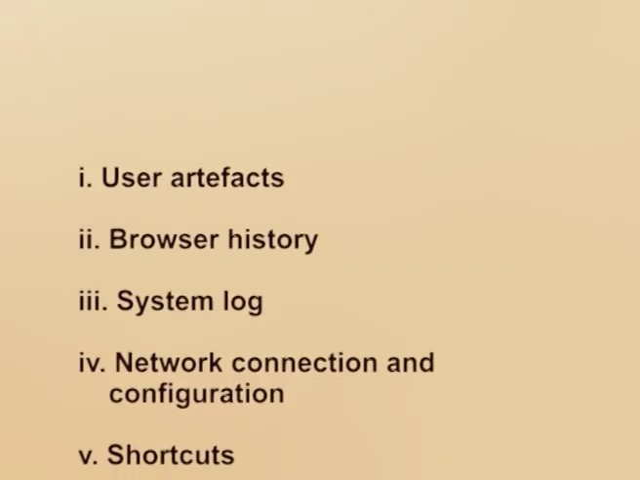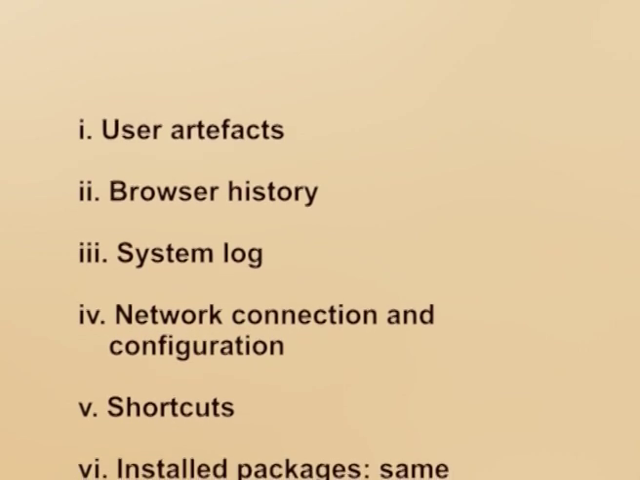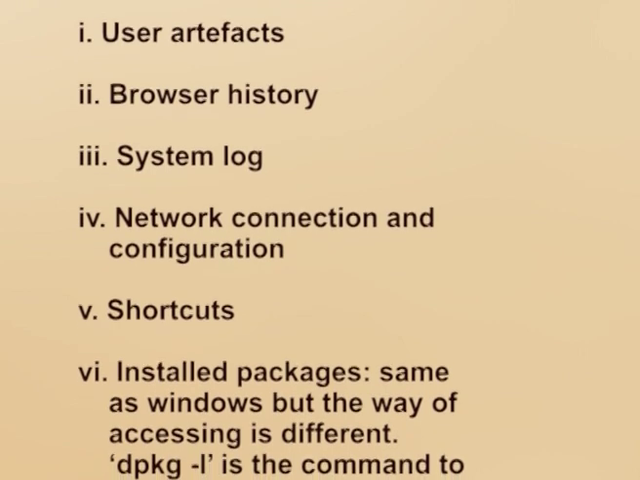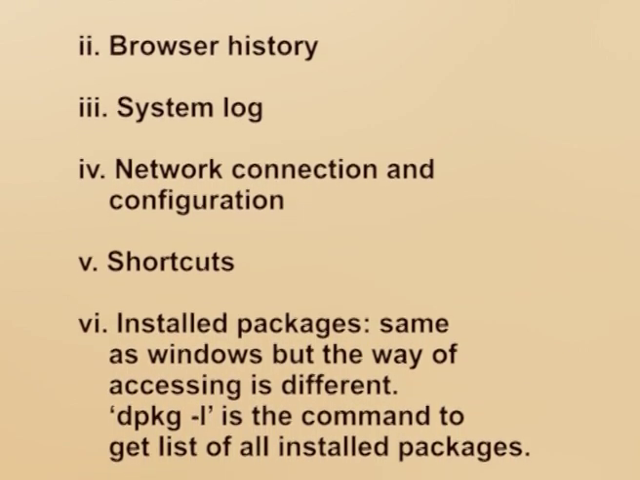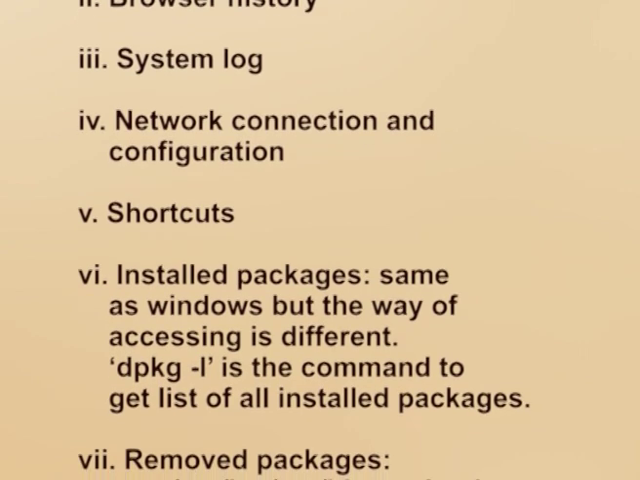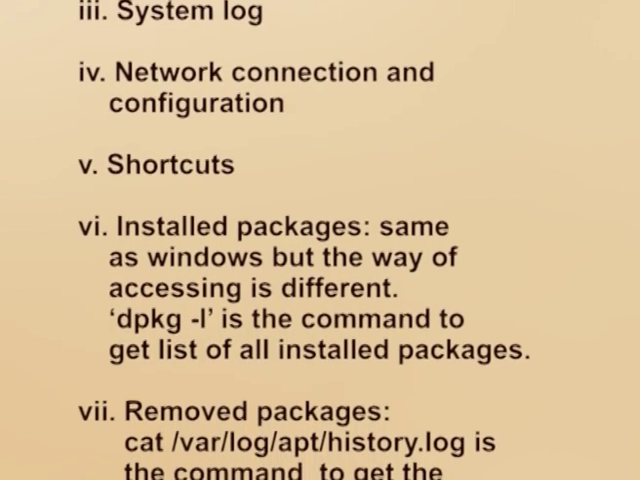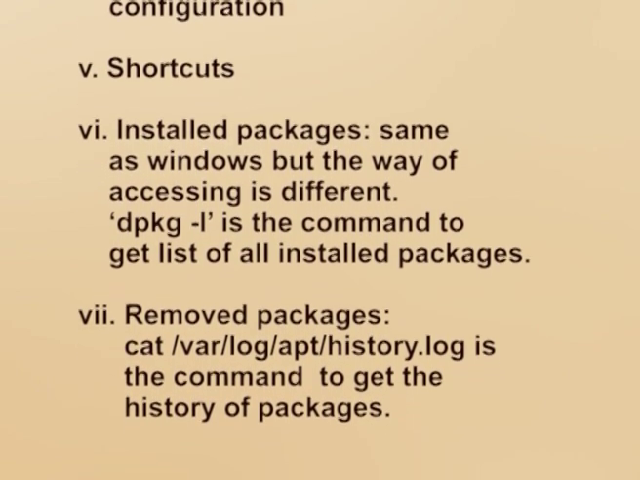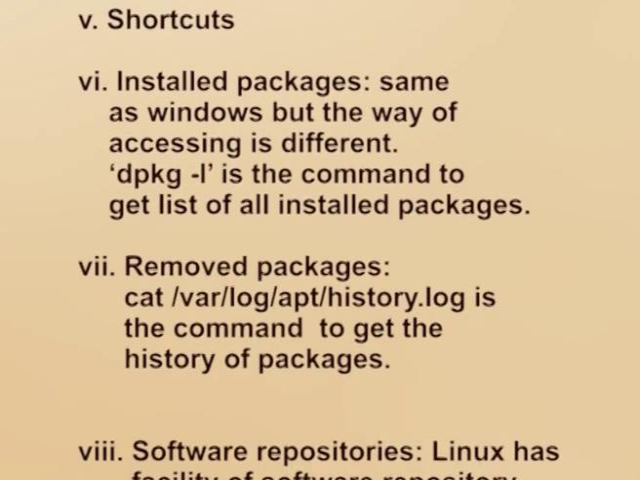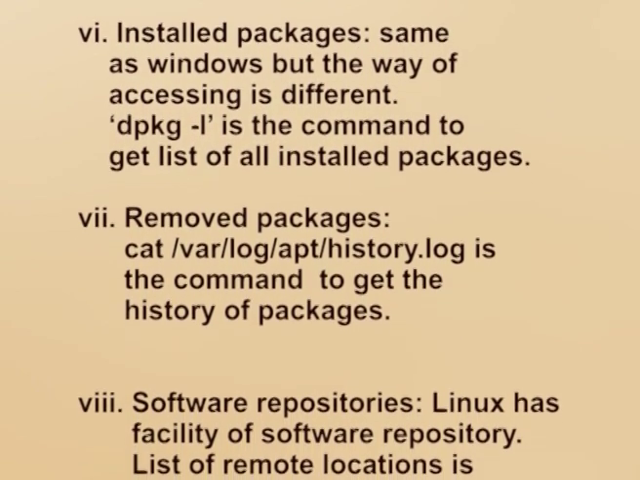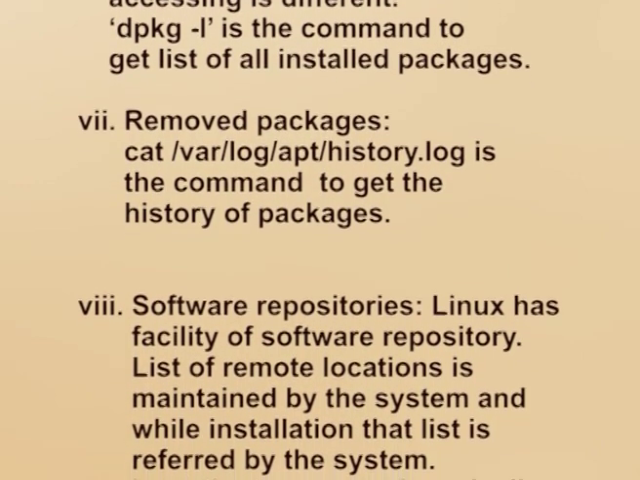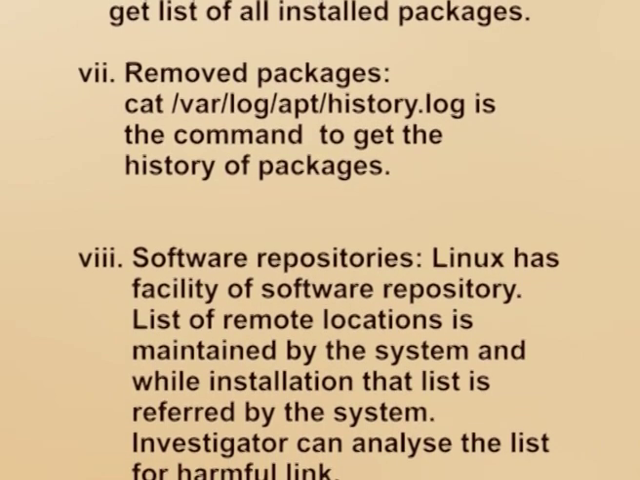It has mostly the same steps as in Windows, such as user artifacts, browser history, system log, network connection and configuration, shortcuts, installed packages. It is the same as in Windows, but the way of accessing is different. dpkg -l is the command to get a list of all installed packages. Then there is remove packages. It has a different command. cat /var/log/apt/history.log is the command to get the history of packages.